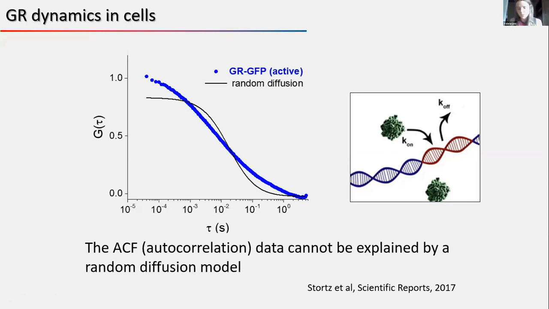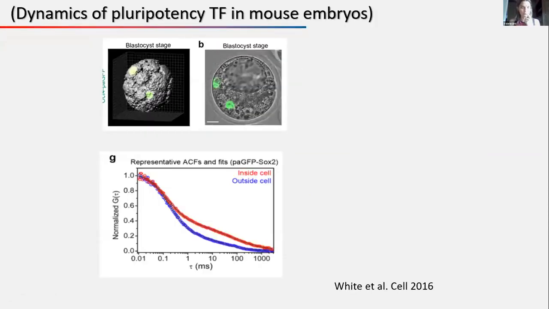And I had to do a parenthesis in here. A long time ago, we were also studying another different transcription factor, in fact, a pluripotency transcription factor in mouse embryos, early embryos. And we got similar curves as the one I showed you for the GR. So here are representative curves we obtained for two populations of the cells in the blastocyst stage.